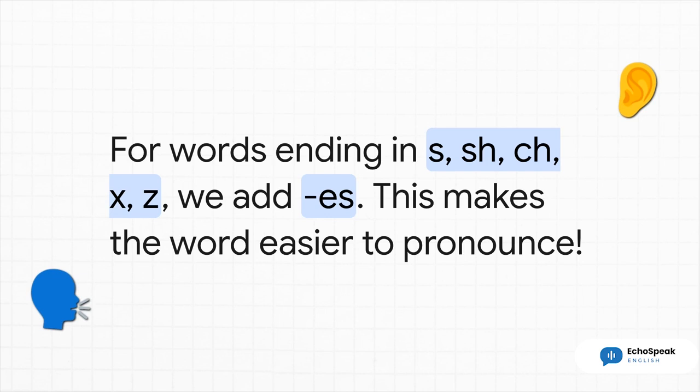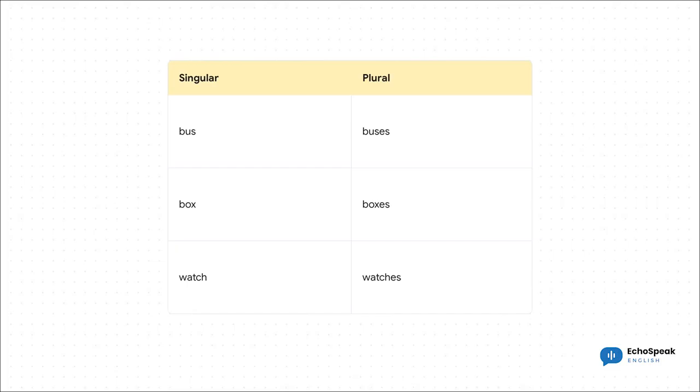Now you might be wondering, why do we sometimes add ES instead of just S? Well, it's actually for a really good reason. It makes the word so much easier to say. If a word already ends in a hissing sound, like S or sh, adding ES gives it a nice, clear ending. Exactly. You can actually hear the difference.